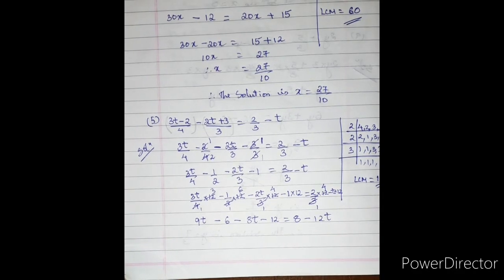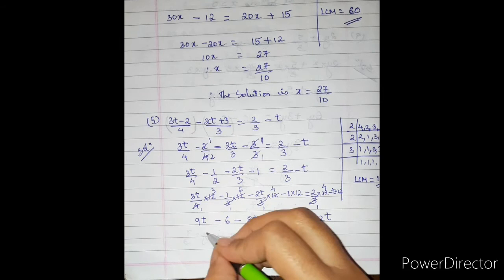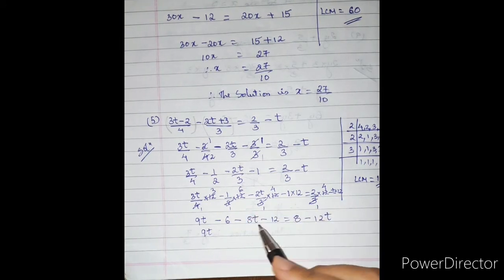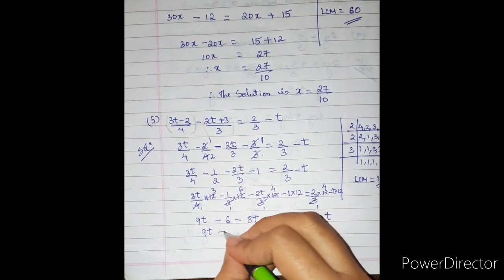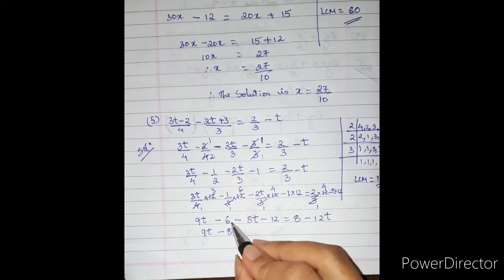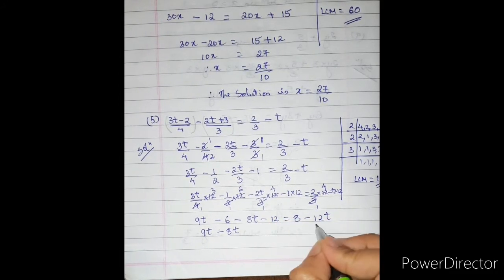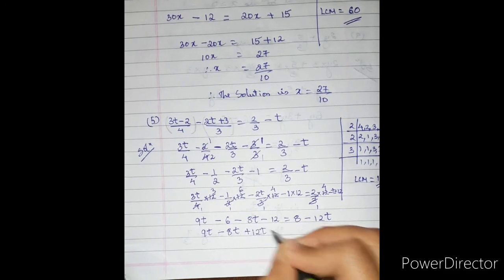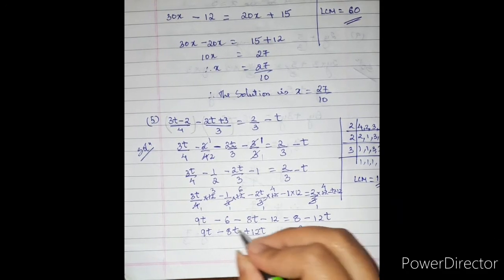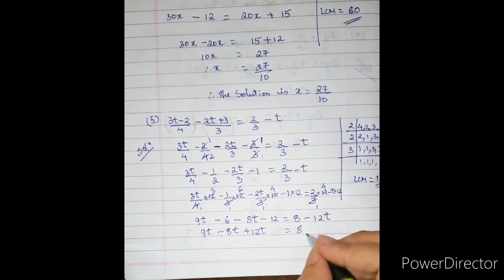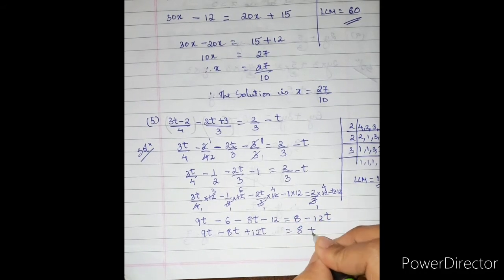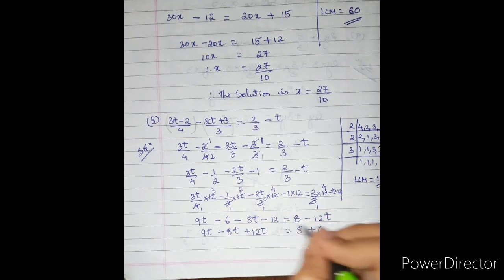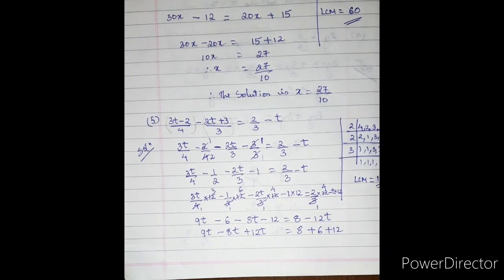So we got this linear equation now. Now take the numbers on one side and the variables on one side, solve and get the answer. 9t. Now you can solve this. 8t is remaining here, which is equal to this one 12t. Take it on the other side, it will be plus 12t, which is equal to 8, and take these two terms on the other side. Minus 6 will become plus 6 and minus 12 will become plus 12.